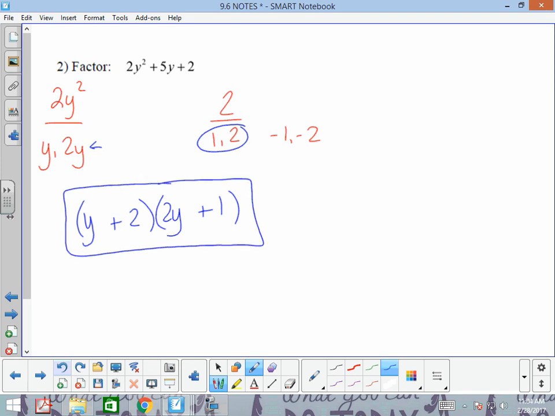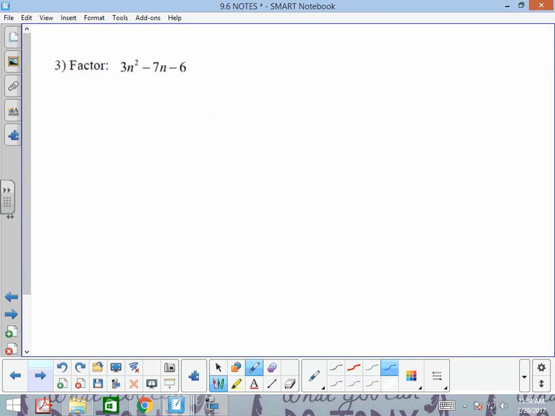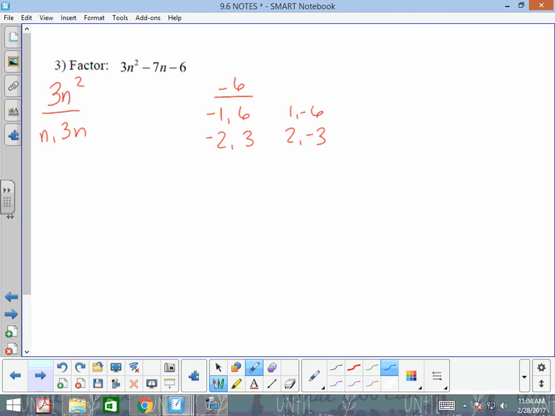All right, let's look at a few more examples. This time let's look where the last term is a negative. The factors of 3n squared are n and 3n. The factors of negative 6, we have several of those. We have negative 1 and positive 6, 1 and negative 6, negative 2 and positive 3, positive 2 and negative 3.